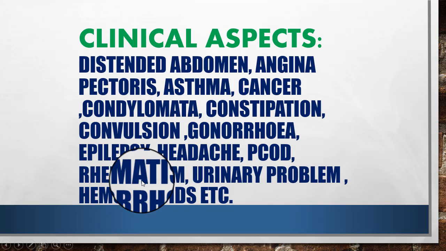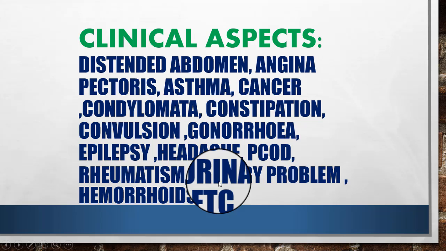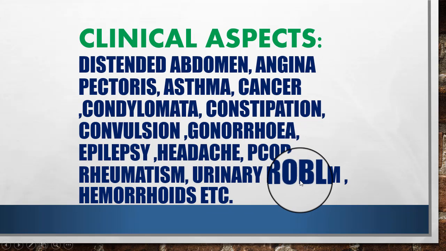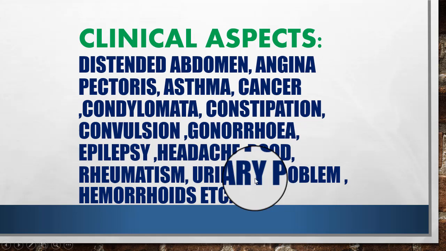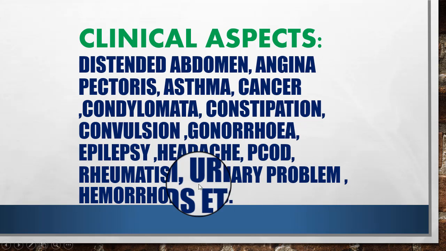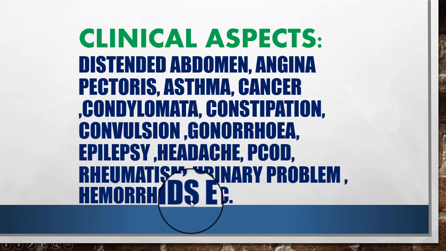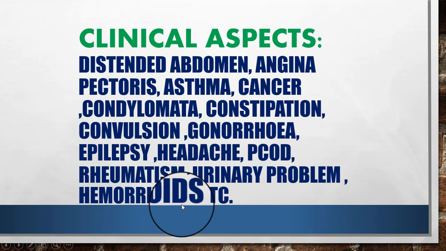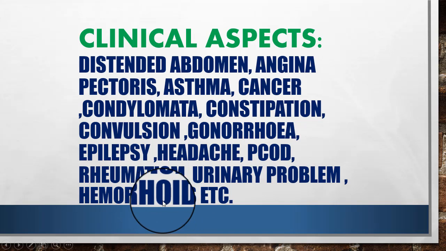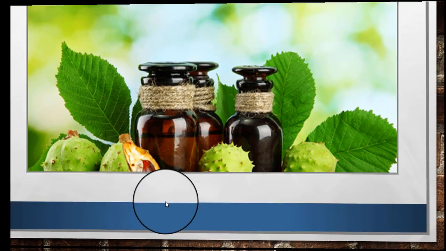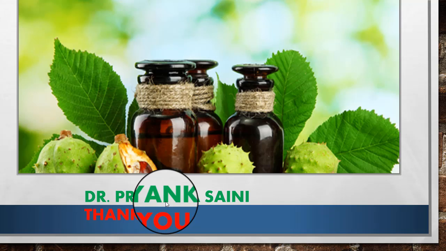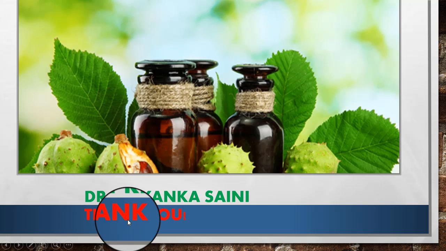Next, it can be applied in case of any kind of urinary problems. Next, it can be applied in case of hemorrhoids, or you can say piles. So these are the various conditions where you can apply this medicine, that is THUJA occidentalis. So that's all. In this video we have discussed the 3 special centers of sphere of action of THUJA occidentalis on the human body. After that we have discussed the main symptoms of the THUJA occidentalis patient.